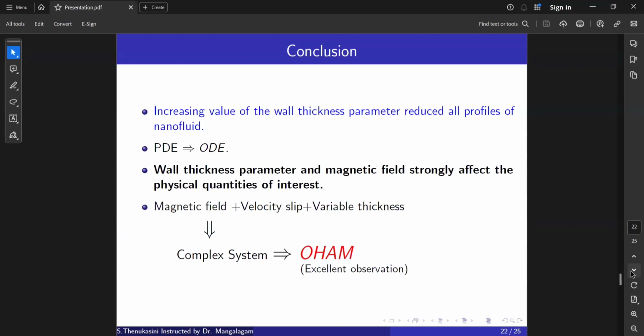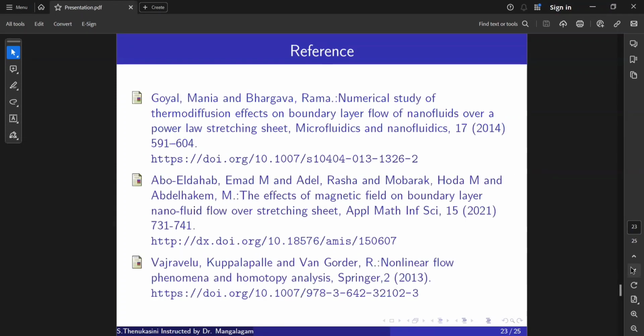But in Table 1, we checked the previous results and our present work, and we got excellent agreement. Therefore, we successfully solved this system using optimal homotopy analysis method. And physical quantities of interest such as skin friction coefficient, local Nusselt number, local Sherwood number, and local nanofluid Sherwood number are strongly affected by wall thickness parameter. And these are the references we are using here.